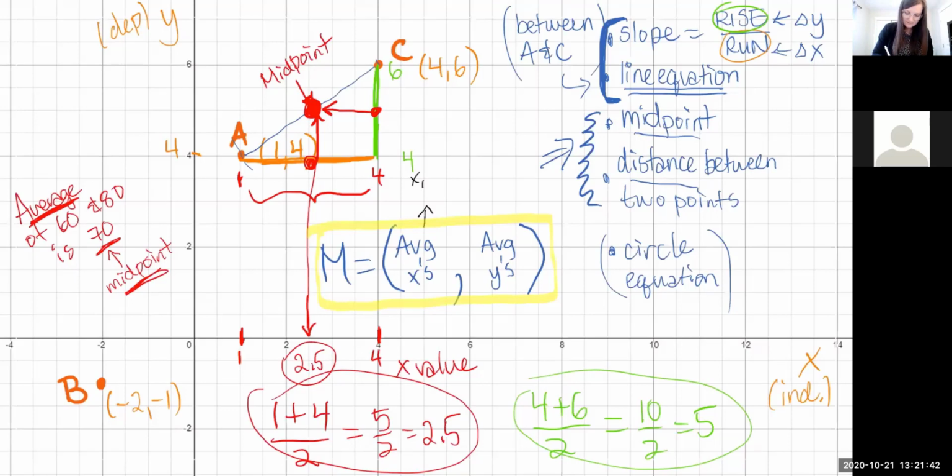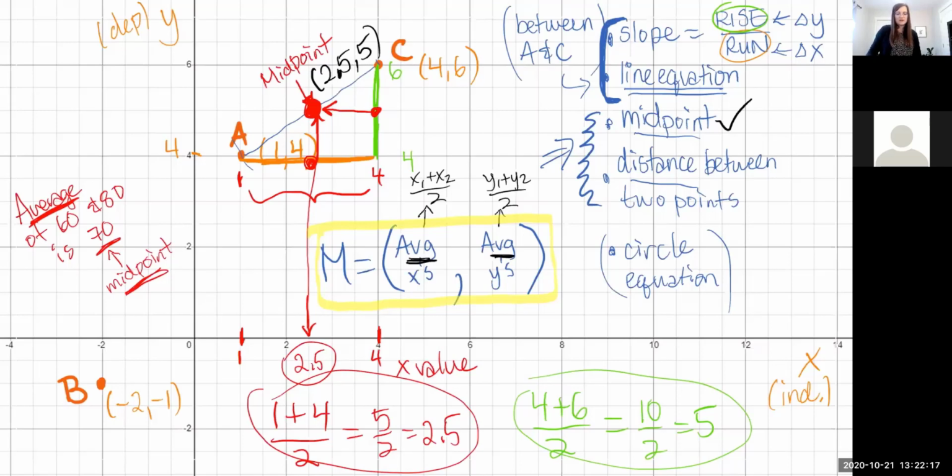The formula ends up looking like x1 from point 1 plus x2 from point 2 over 2, right? And then y1 plus y2 over 2. But I end up getting a lot of mistakes when people try to memorize these because there's a lot of other formulas that also include those. But if you just think of average, it's going to help you out. And so in this case, my midpoint is 2.5 for my x value and 5 for my y value. Okay, so that's midpoint.